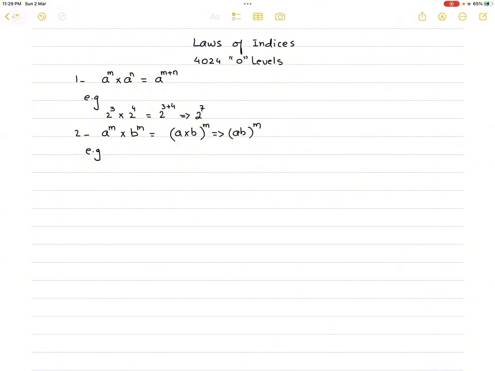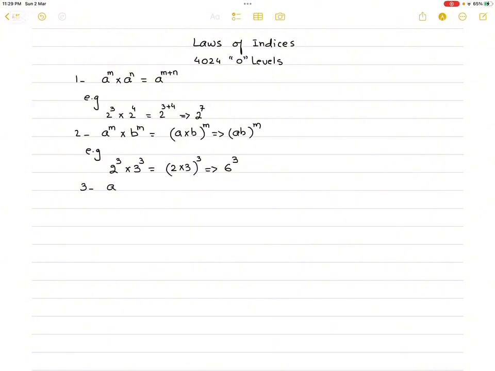Suppose I have 2 power 3 times 3 power 3. So bases are different and powers are same, and bases are multiplying with each other, so I will multiply 2 times 3 and I will take 3 once as a power. So this will give me 3 times 2 is 6, whole power 3.